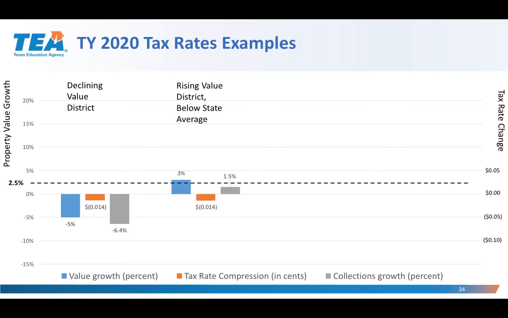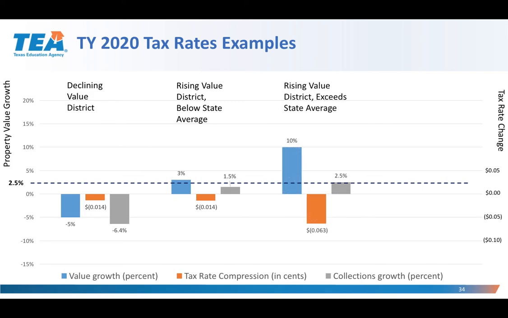Now, the next example is of a district which is rising in value but is below the statewide average, a 3% value growth, which is still below the statewide average of 4%. They get the same number of cents of tax compression, 1.4 cents, and then the collections growth is limited to 1.5%.